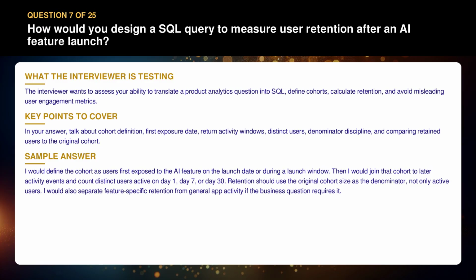I would define the cohort as users first exposed to the AI feature on the launch date or during a launch window. Then, I would join that cohort to later activity events and count distinct users active on day 1, day 7, or day 30. Retention should use the original cohort size as the denominator, not only active users. I would also separate feature-specific retention from general app activity if the business question requires it.